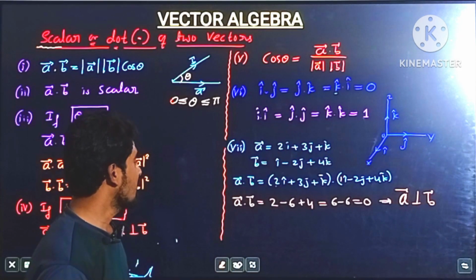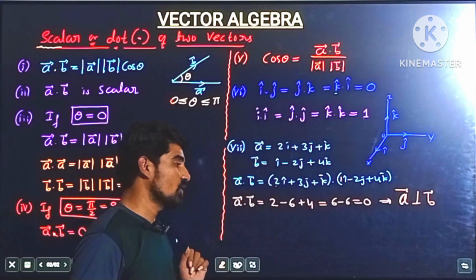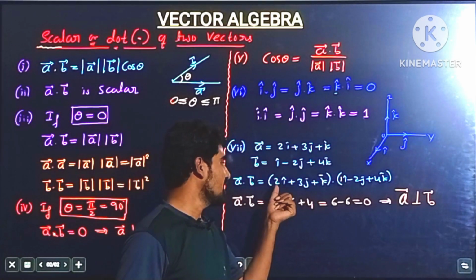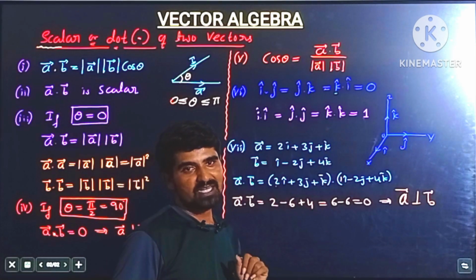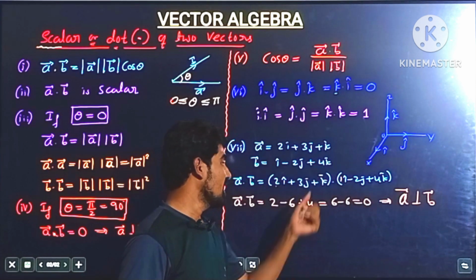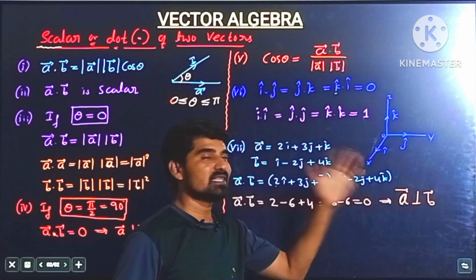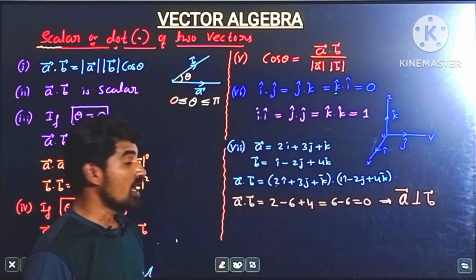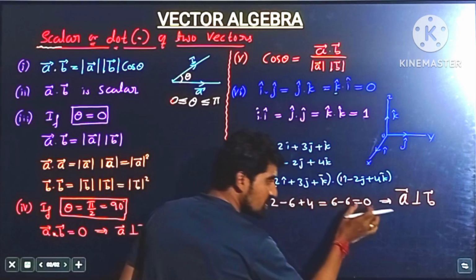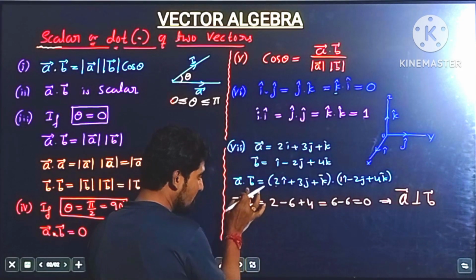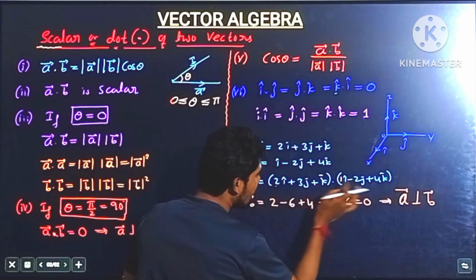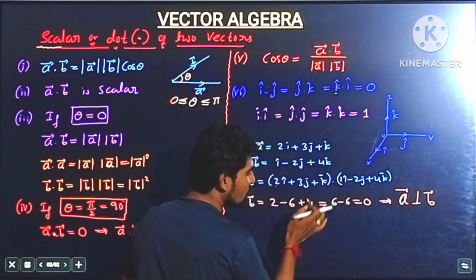I hope all of you understood finding the value of the dot product of any two vectors. Dot product of any two vectors is obtained by multiplying the coefficient of i in the first vector with the coefficient of i in the second vector, and similarly the coefficient of j in the first with the coefficient of j in the second, and similarly the coefficient of k in the first vector with the coefficient of k in the second vector. And one more thing you observe here, the value of A vector dot B vector is 0, of course. So if you want to find the value of B vector dot A vector, then also the answer is the same. So 1 into 2 is 2, minus 2 into 3 is minus 6, then 4 into 1 is 4.